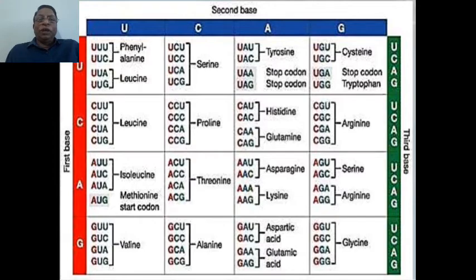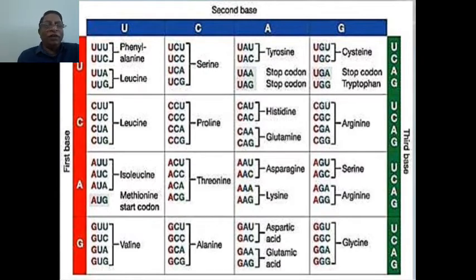Similarly, you take first base U, second base U. You take third letter C, UUC. You take U, you take second letter U. You take third letter A, UUA. You take fourth letter U, first letter U, second letter U, and the fourth letter in the third base G, UUG. You can see now UUU, UUC, UAA, UAG.